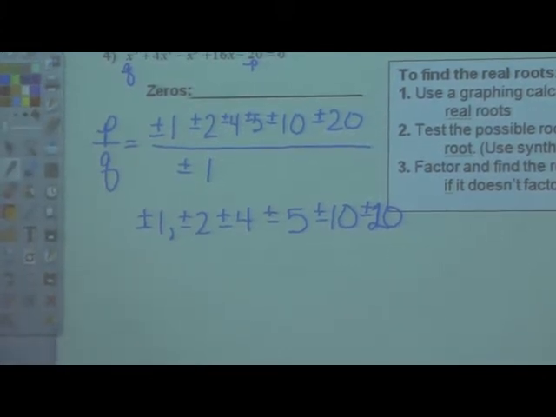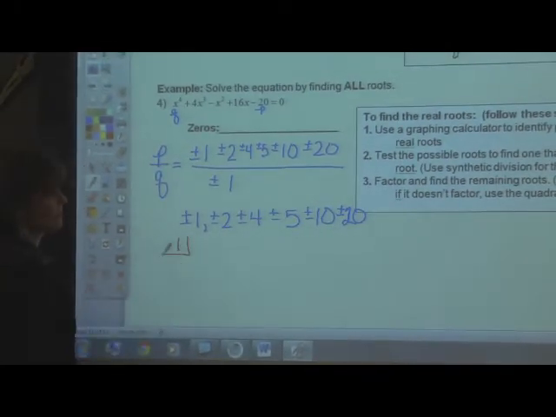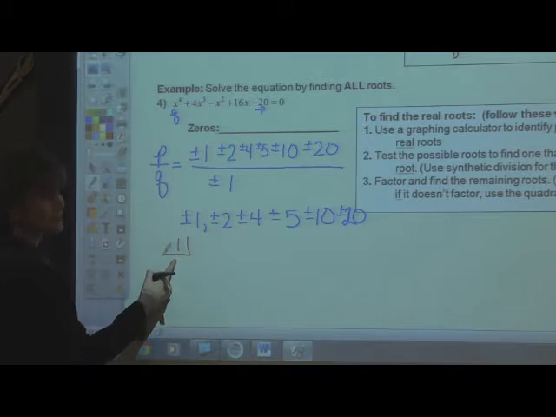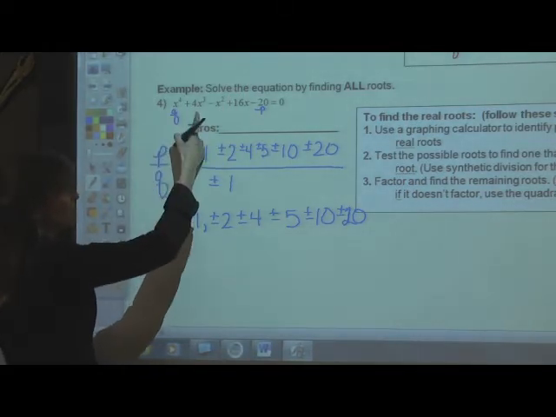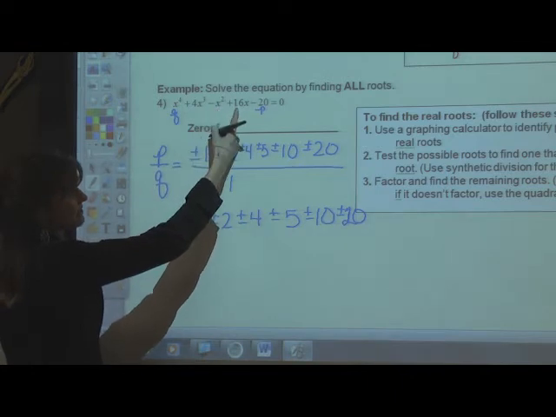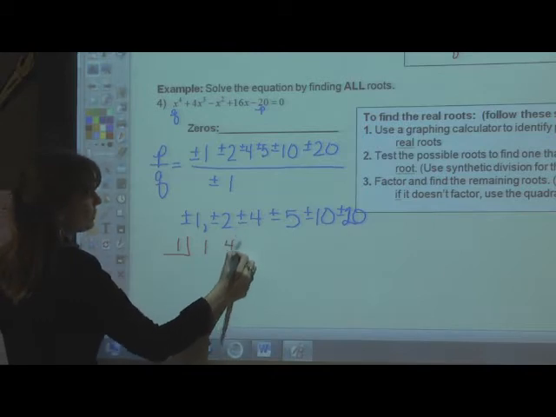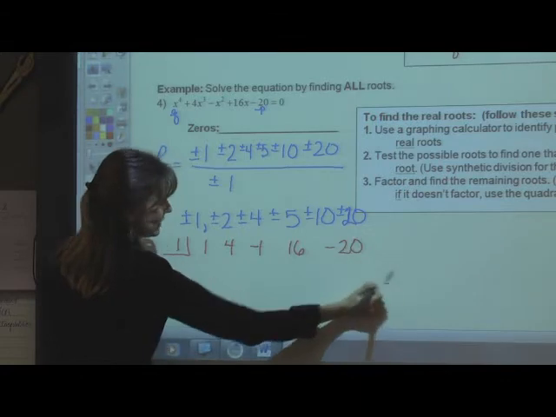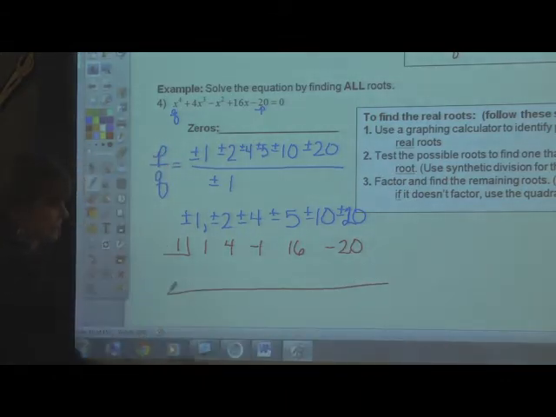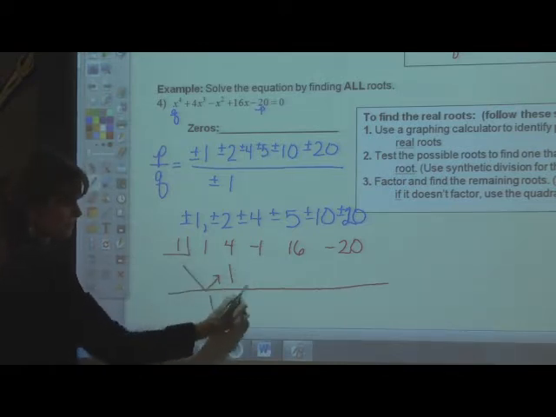Okay, so let's pick. I always start with the number 1, so I'm going to start with the number 1 first. I'm going to do synthetic division because it's way faster than doing long division. I put the 1 in here, and now I'm going to use my coefficients: 1, 4, negative 1, 16, and negative 20, and they go right here. And do synthetic division. 1 times 1 is 1. Signs are the same.